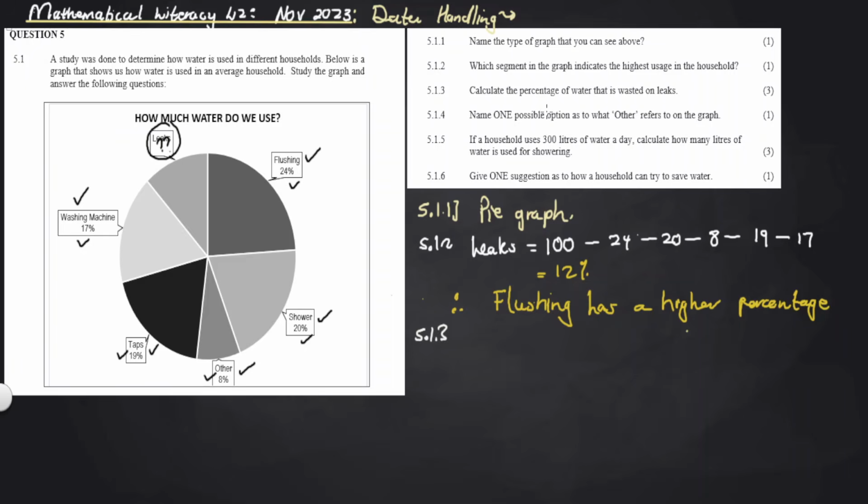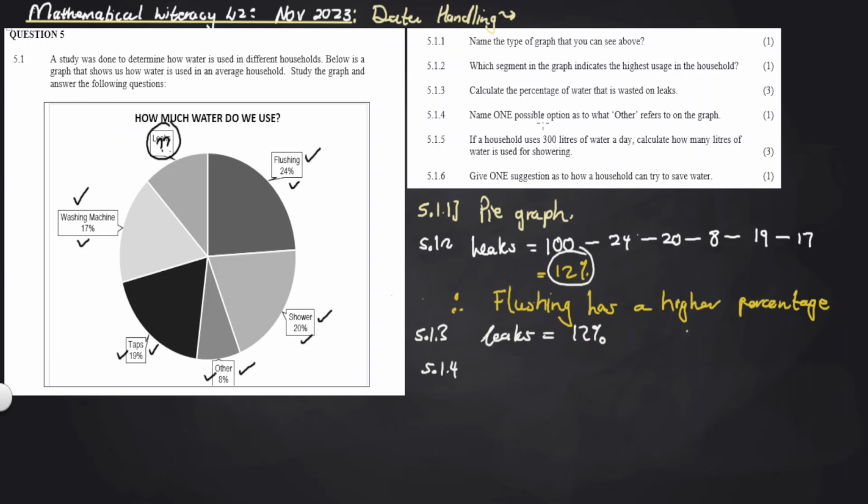5.1.3, calculate the percentage of water that is wasted on leaks. We have already done the calculation above. We couldn't make this conclusion without knowing how much leaks were taking place. So the leaks is going to be the 12% we calculated above.